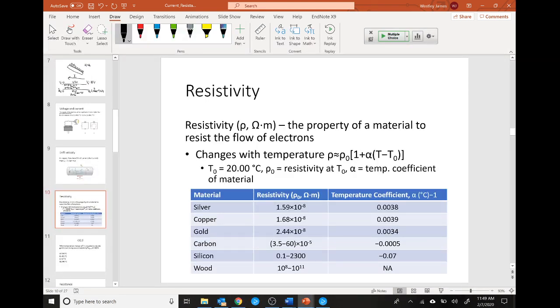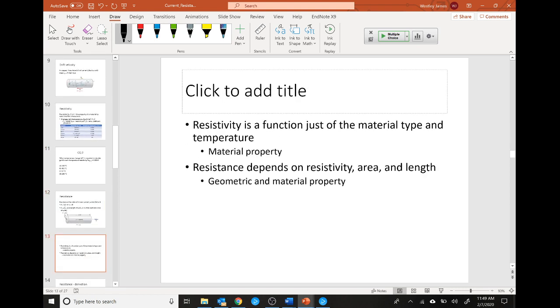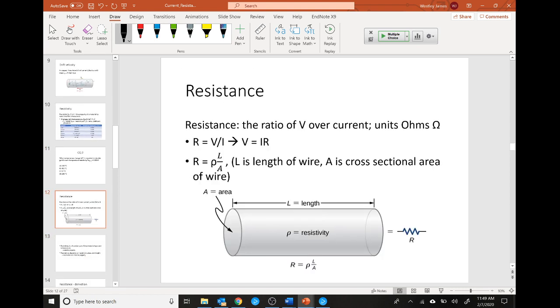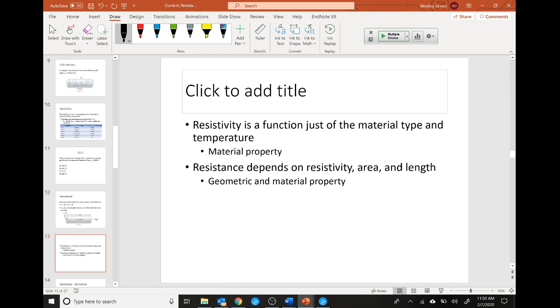All right, we talked about resistivity. A lot of this can be repeat, already seen that. We talked about resistance, so some of these are repeat slides, but I put them in here again just because they connect so strongly. So this is a nice little summary. Resistivity is a function of the material type and temperature, whereas resistance, which we're going to emphasize a bit more, depends upon what material you use, how long the wire is, and the cross-sectional area. So it's both a geometric and material property.